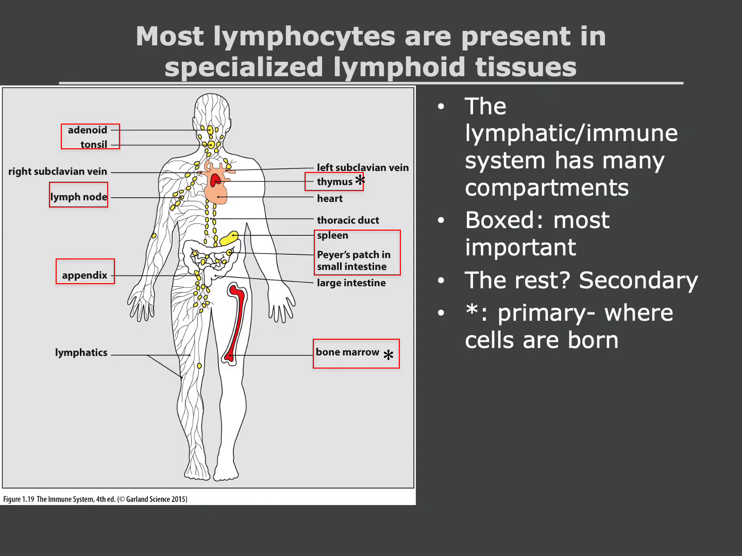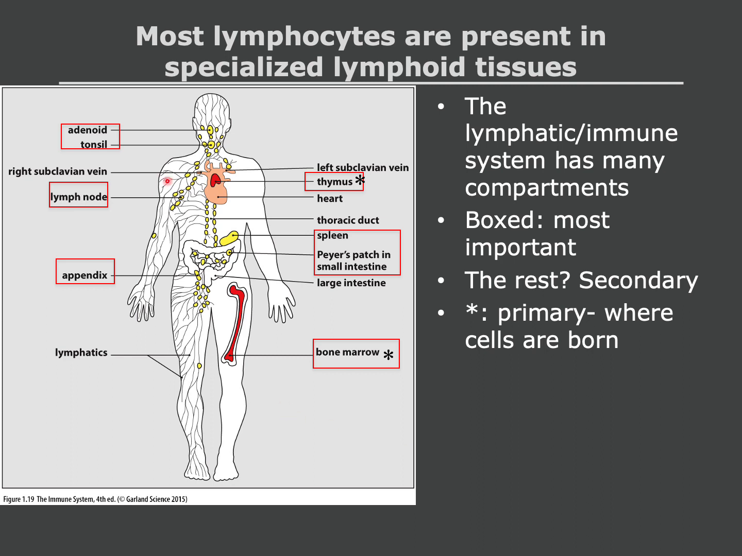So where do all these lymphocytes live? I've boxed some of the important things here, and I've also put a star next to the primary ones where the cells are actually made. So the lymphatic and immune system has a lot of compartments. Again, I think the boxed ones are the most important.